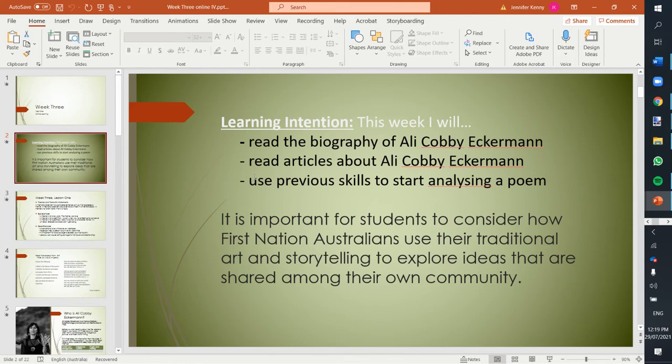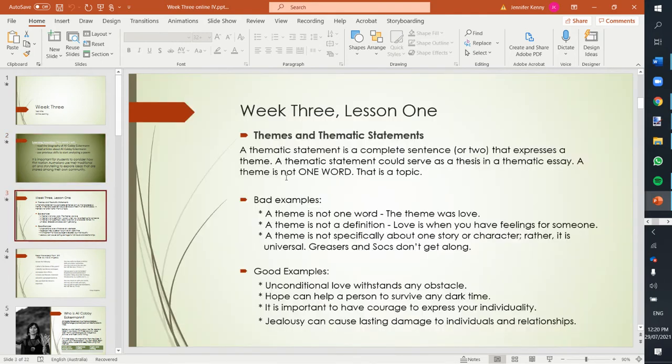Now, these are at the beginning of every week's slides. That's just so you know what we're doing and why we're doing it. Just to tick a box when it comes to the end of the year, I can say, look, this is when we did this. Let's move on.